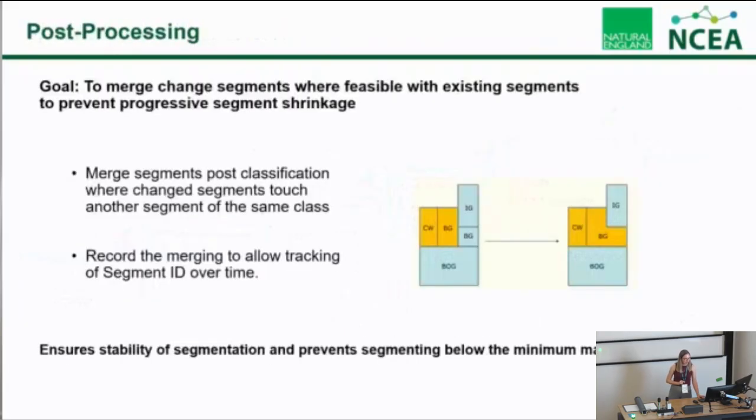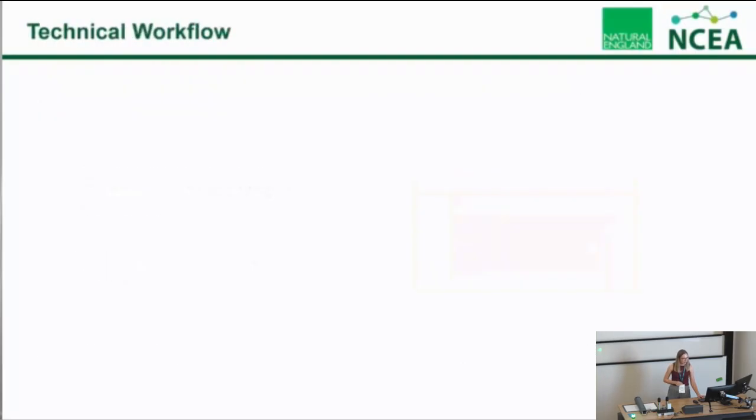And finally, post-processing. So we're going to merge the segments with bordering segments of the same class if they've changed, and then also apply a segmentation ID over time to track this. And this means that whilst we're doing change detection, we're never going below our minimal mapping unit of 300 meters squared. So this is to repeat the workflow.